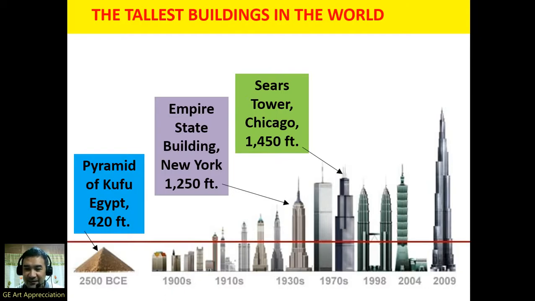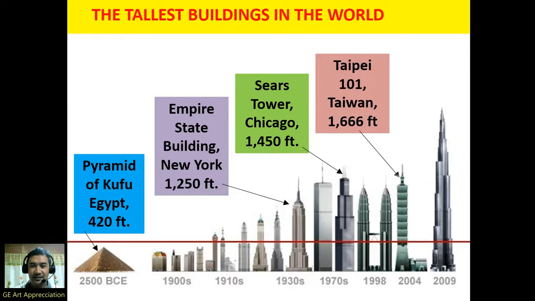During the 1970s, what was the tallest? It was overtaken by the Sears Tower in Chicago. It has 1,450 feet. Okay?